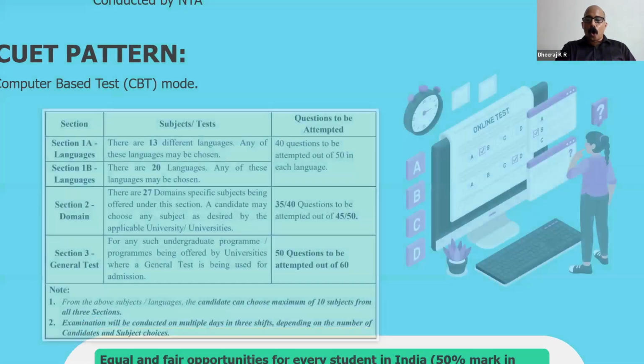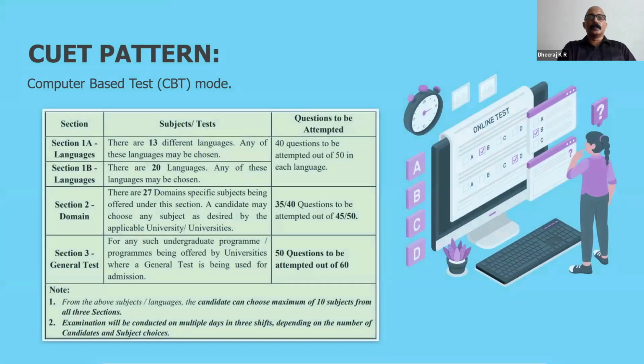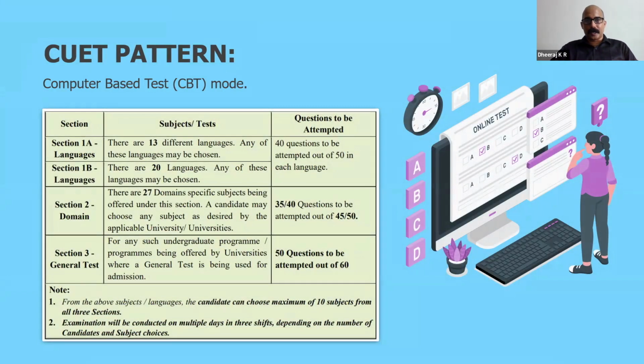Now, what should be the pattern for this CUET exam, Common University Entrance Test? It is purely a computer-based, multiple choice exam. That means you will have A, B, C, D options. You need to select the correct answer from the various options. So if you check the pattern of the entrance, you can see the same thing. This is taken from the CUET website.